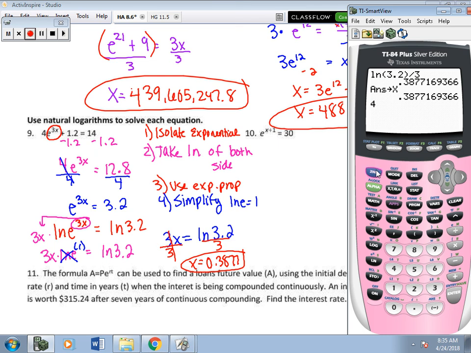4, second ln to get your e to the 3x power. Close that parenthesis and add 1.2. And we do get 14. So again, on a quiz or test, you can always check your work.